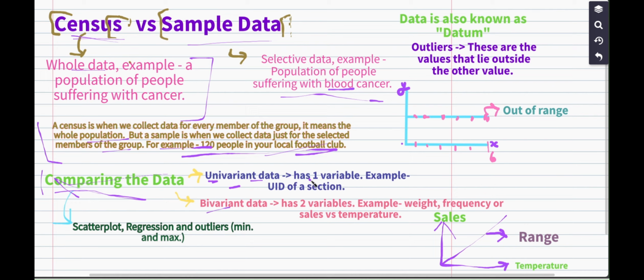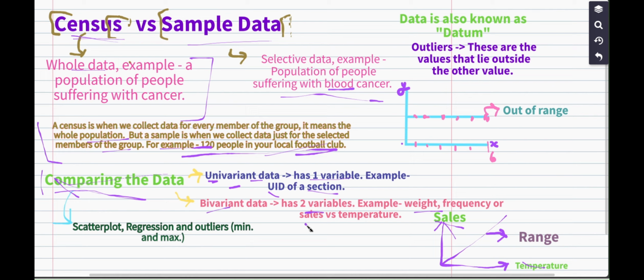For example, in univariant you just take one variable, a simple target variable, right? For example, there is a section of students and I take the variable as the UID of the section, so that is the univariant. But when I say bivariant, there are two variables, where we do the comparison between those two variables only. For example, height and weight. Height is a variable and weight is also a variable, and when you compare height and weight, you make a graph, and a particular graph seems like this. If I replace the height with this and weight with this, there is a particular graph made here. So that is the bivariant data.